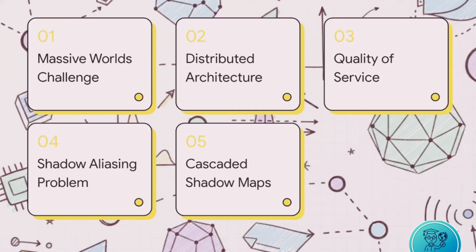Here's how we're going to break it down today. First, we'll look at the challenge of massive worlds, then move on to distributed VR architecture. Third, we'll cover ensuring quality of service, followed by the shadow aliasing problem. And finally, we'll wrap up by explaining cascaded shadow maps.